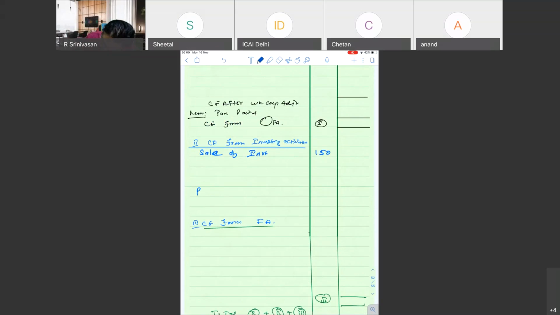So here, purchase of fixed assets 1,800. Next adjustment, actual tax liability for 2015-16 is 5 lakhs.